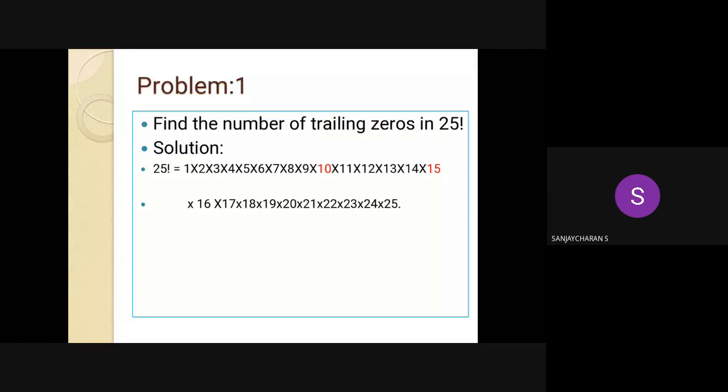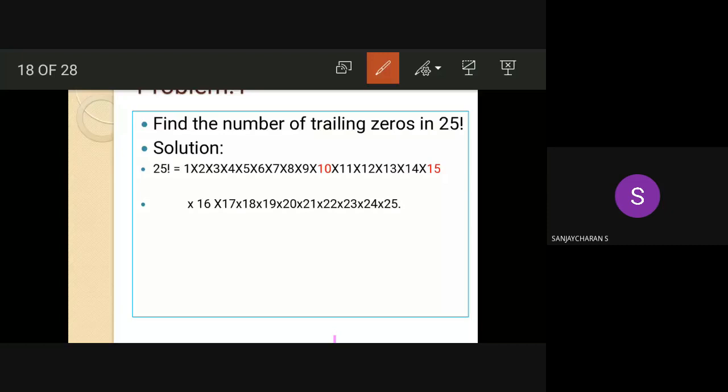Okay, from the first 5 numbers, you can see this: 1 into 2 into 3 into 4 into 5. From this, I can find a 2 as well as a 5. So from this, I can get 10. After this, I have to search for 5, because in a factorial, definitely you will get 2 from the even numbers, since from an even number I can get the factor 2. So I have to search for the number 5. That is my ultimate aim.